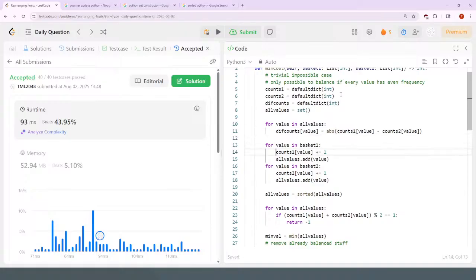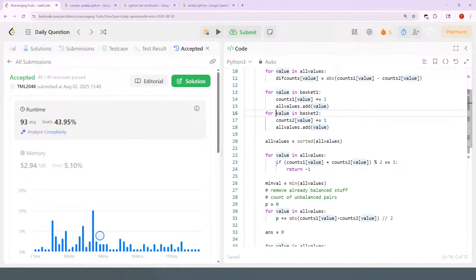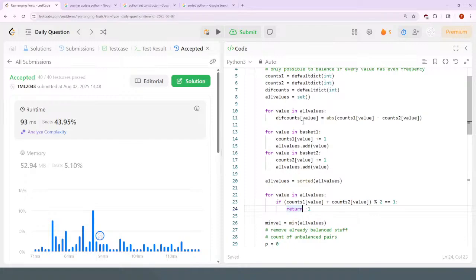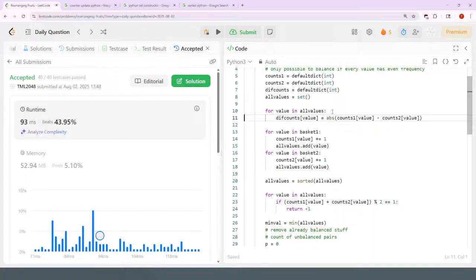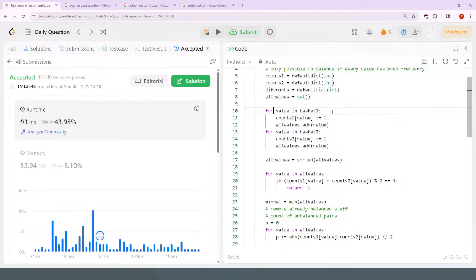And then once I have that, then maybe I can just do the value. Actually, I could do this thing right here too. If the counts 1 of the value, oh, whoops. I haven't created my default dictionary at all yet. What am I doing? Oopsie, oopsie. For every value in basket 1.